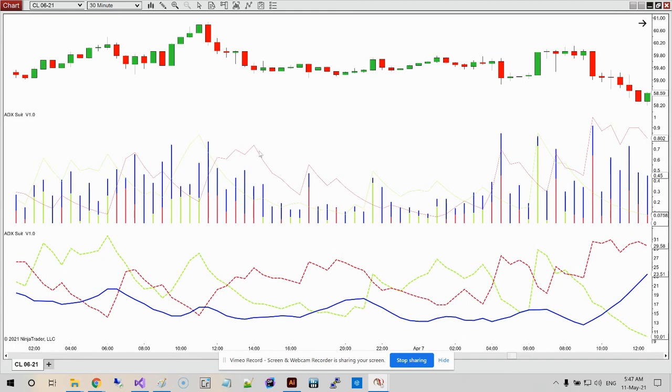Now, the lines here represent these red and green values calculated over a period. And they are quite similar to the DI if you look below. In fact, they're very similar, except that obviously DI is an index, where we take the DM and divide it by the true range over the period.